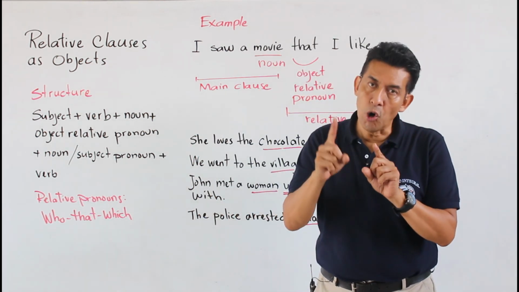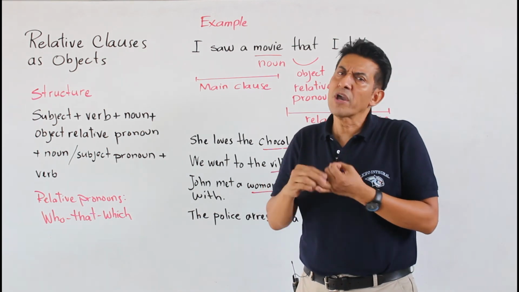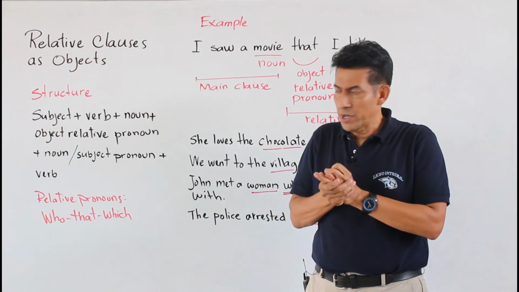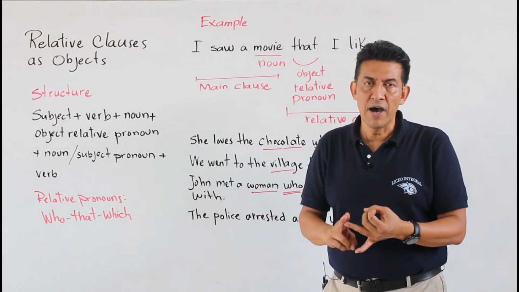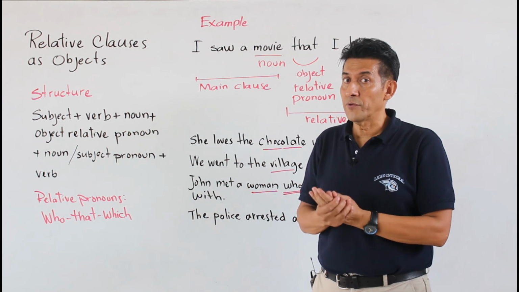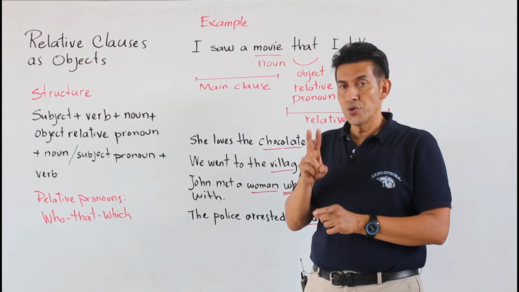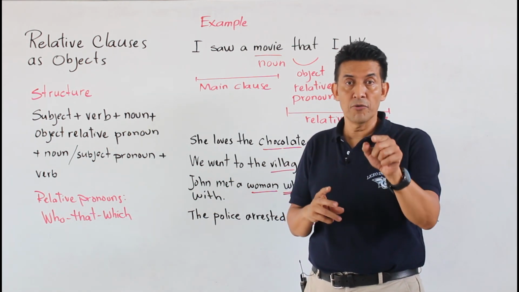So remember, the object can be a thing or someone, and that's why we use the relative pronouns who, that, and which. We have to be careful. If you're talking about a thing, you use which. If we're talking about someone, you use who.